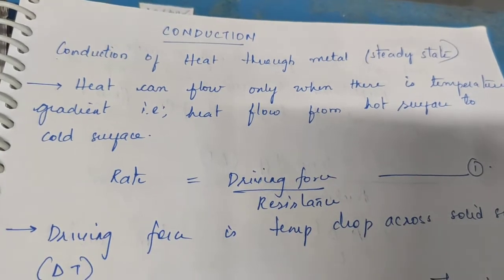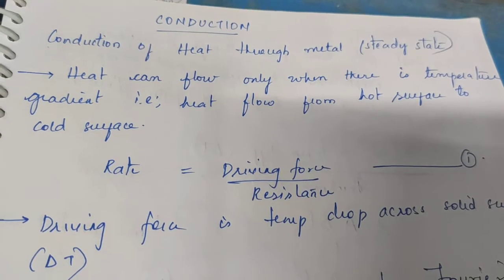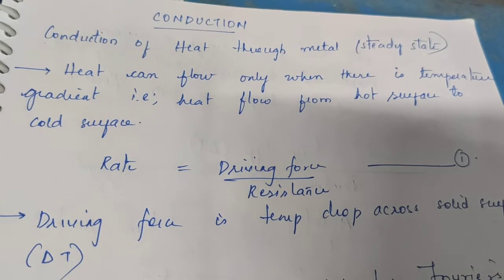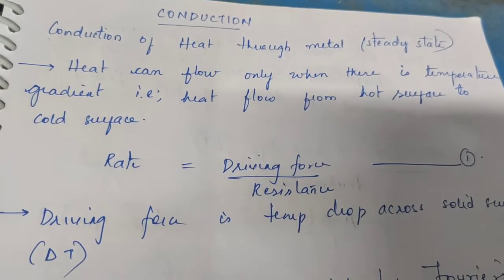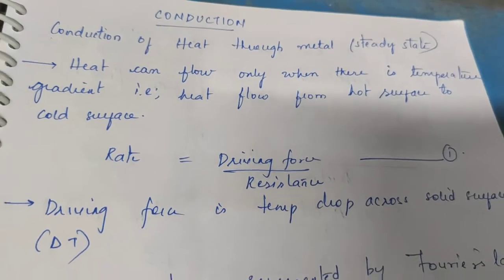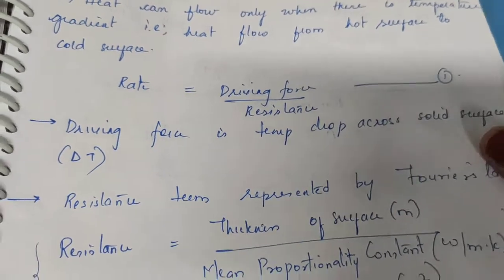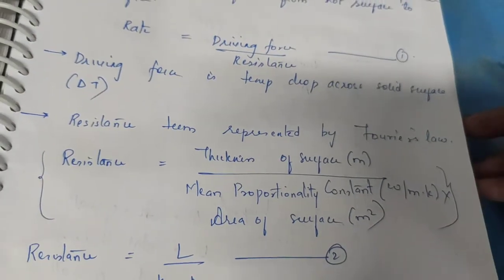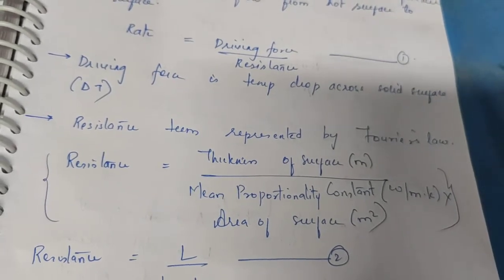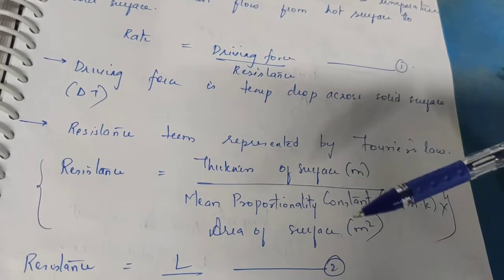This is given by the equation: heat transfer rate equals driving force divided by resistance. The driving force is the temperature difference, that is delta T. The resistance term is represented by the Fourier law. The Fourier law gives the equation: resistance equals the thickness of the surface divided by the mean proportionality constant times the area of the surface. This equation can be written in symbolic form.